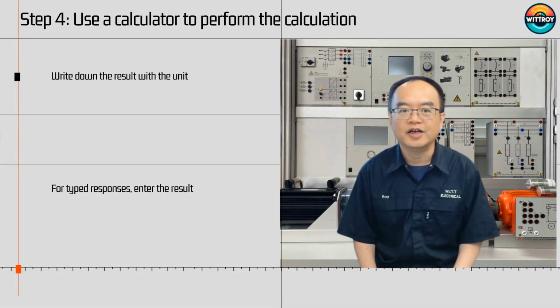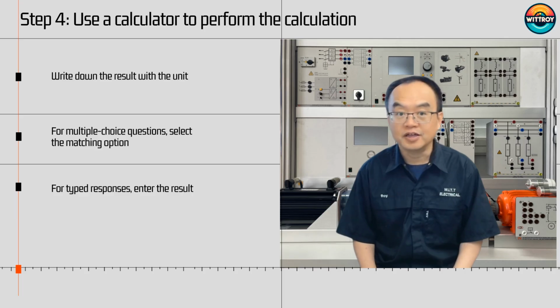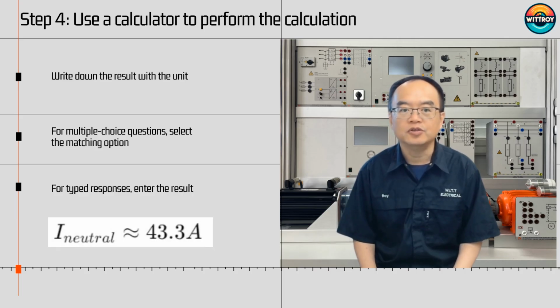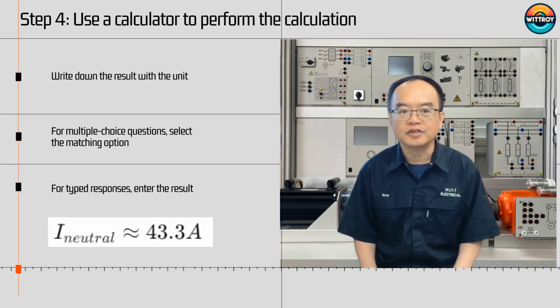Step 4. Use a calculator to perform the calculation. Using a calculator, we get I neutral = 43.3 amperes. Don't forget to add the unit ampere. During the EWRB exam, if it is a multiple choice question, simply select the option that matches your result. If the question asks you to type in the result, then you can enter your answer as 43.3A.